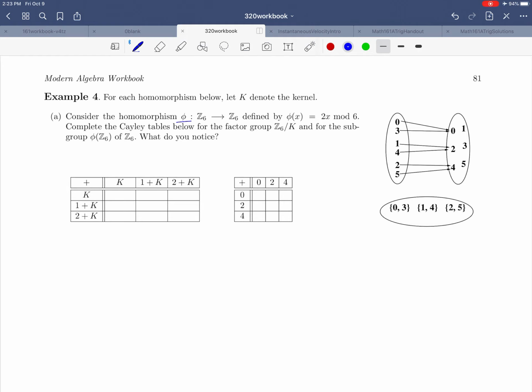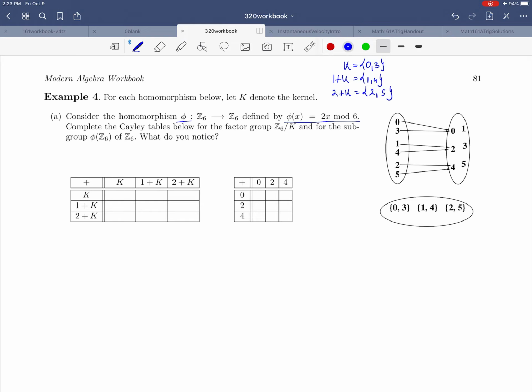So the first one was phi from Z6 to Z6 defined by phi of x equals 2x mod 6. And we know what the kernel looks like, so the kernel of that homomorphism contains 0 and 3. And so we had the other two cosets, 1 plus K, and that contained elements 1 and 4. And then 2 plus K was a set containing 2 and 5.